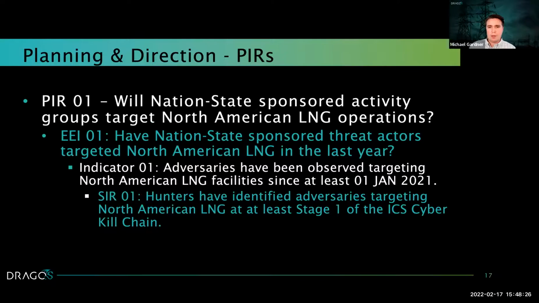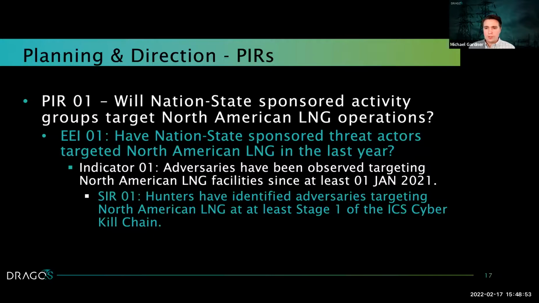So here's just an example of a priority intelligence requirement for an organization with liquid natural gas operations. So we start with the priority intelligence requirement: will nation-state sponsored activity groups target North American LNG operations? Then we go into an essential element of information that is required for this priority intelligence requirement. So have nation-state sponsored threat actors targeted North American LNG in the last year?